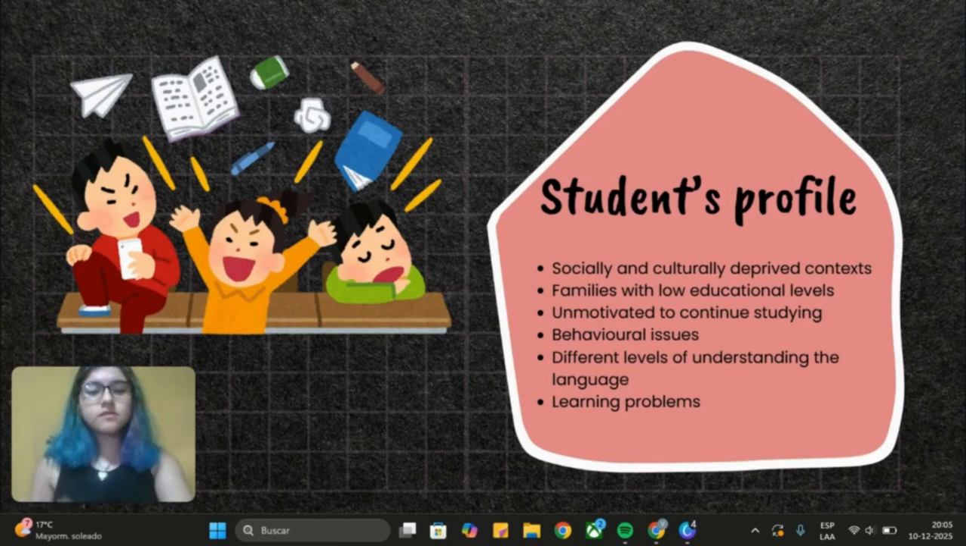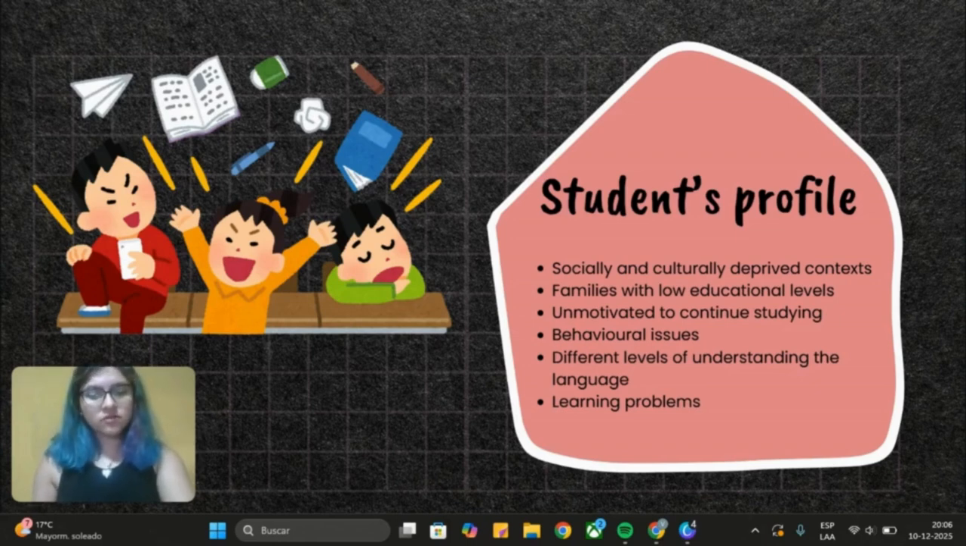In this case, the students come from socially and culturally deprived contexts. Most of them come from families with low educational levels and a need to receive benefits from the state. The students also seem to be unmotivated to continue studying, and they have some behavioral issues. The case also mentions that there are different levels of understanding the language that is not being addressed properly.